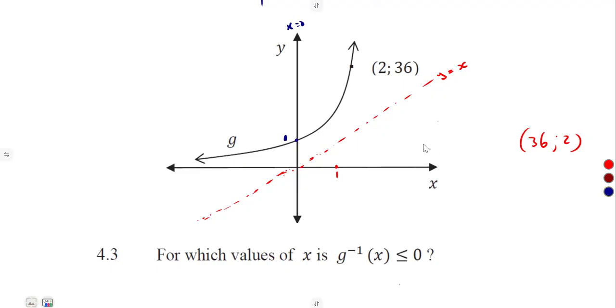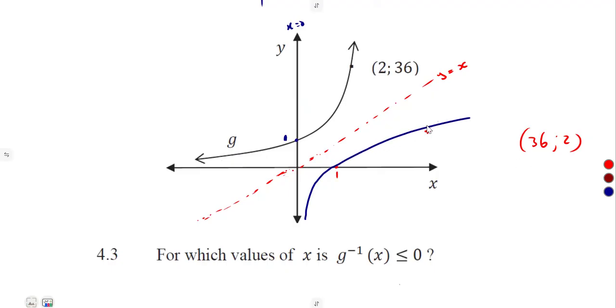2 for the y value, because this is 1 for the y, so maybe 2. I'm just going to approximate somewhere there. So let's say this is 36 versus 2. It is important to note that before on g of x, the x-axis was our asymptote. This time for the inverse, the y-axis becomes our asymptote. So the y-axis is an asymptote. It's going to be something like this.